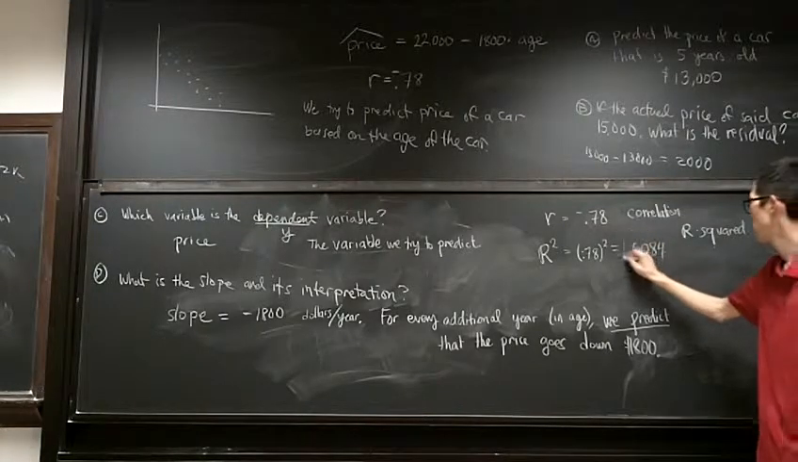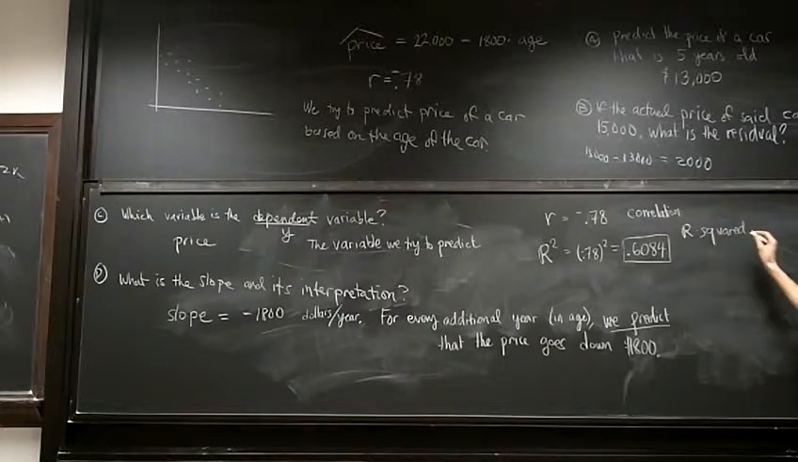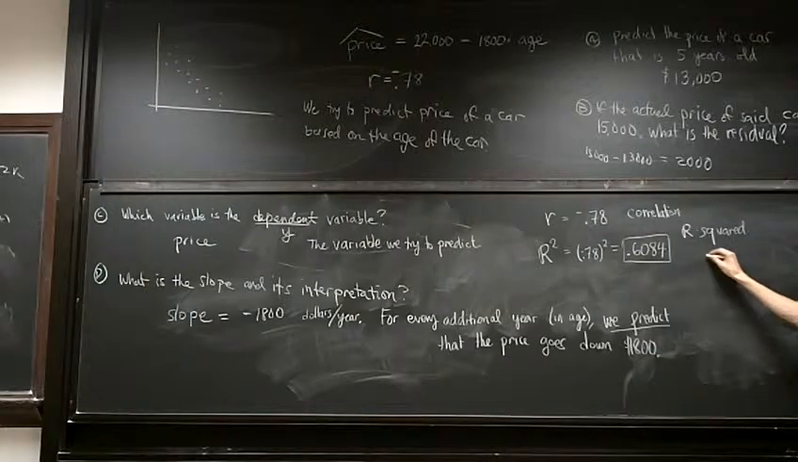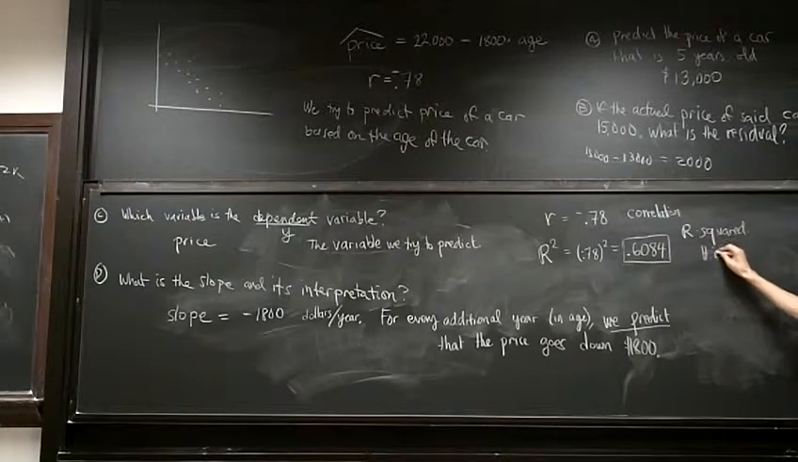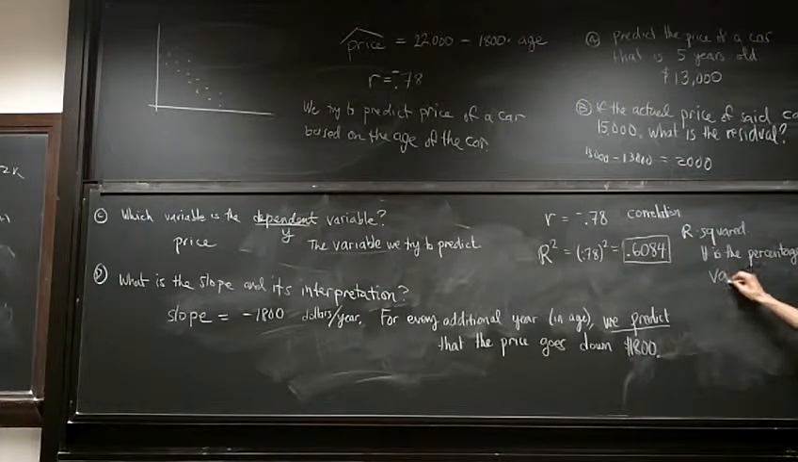You can think of this as a percentage. So about 61%. It is the percentage of the variation in Y that is explained by the model.